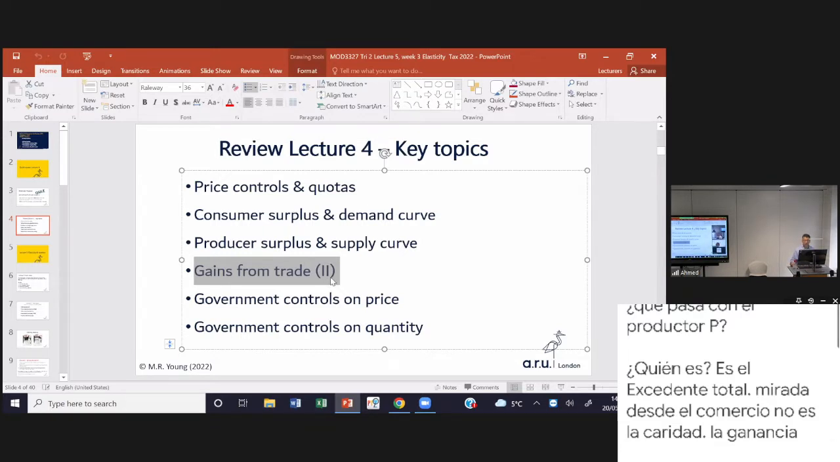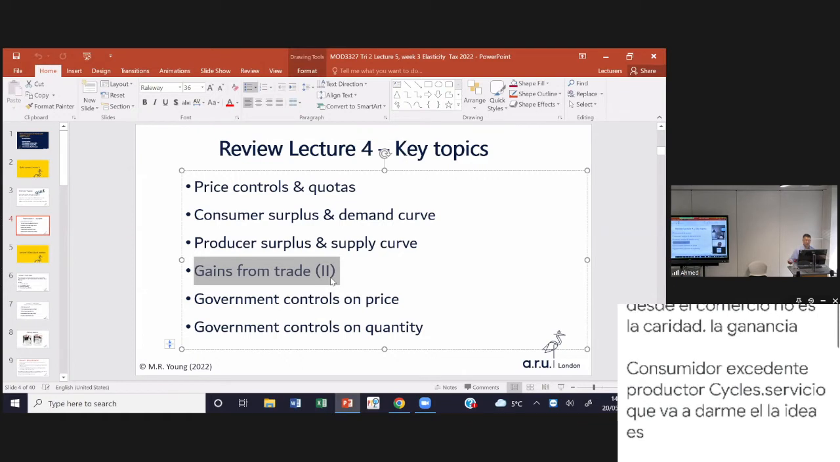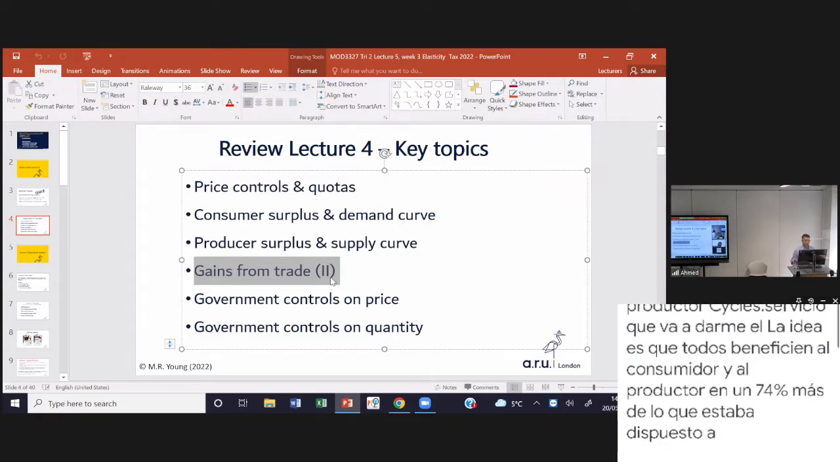The idea is that everybody benefits from trade. The consumer paid less than he would have wanted in a market, and the producer, by selling it for more than he was willing to accept, gained too. So the whole idea is that from trade, everybody gains.